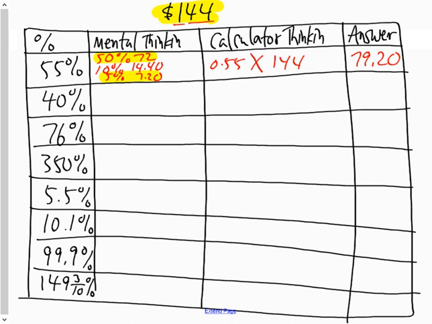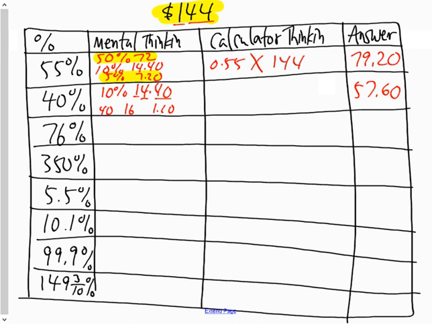All right, on to the next one. 40%. I'm going to find 10%, and 10% of 144 we already know to be $14.40. And really 40% is just 4 of those, right? So 4 tens is 40, 4 fours is 16, and 4 40 cents is $1.60. If I put all of those together, I get 56, 57, $57.60 using mental math strategies.